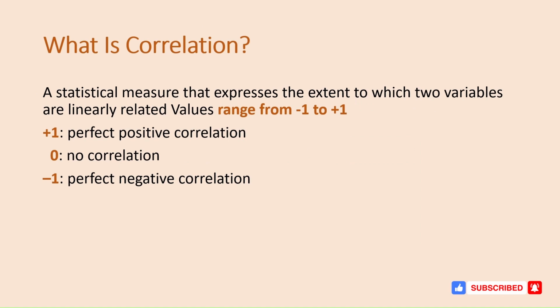What is correlation? A statistical measure that expresses the extent to which two variables are linearly related, with values from -1 to +1. The +1 is perfect positive correlation, 0 means no correlation, and -1 is perfect negative correlation.